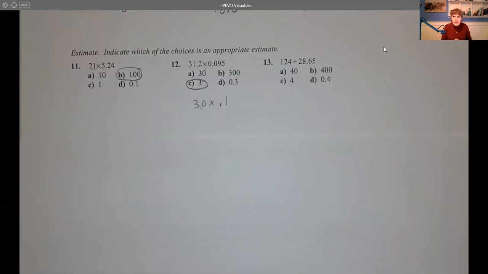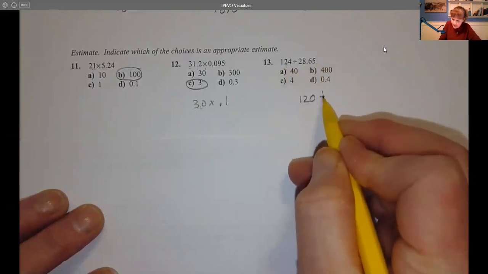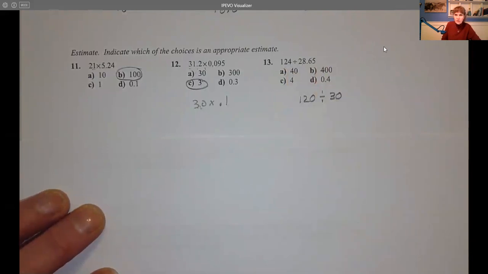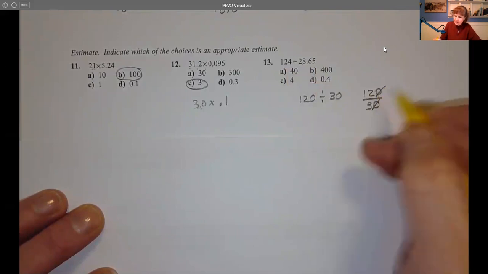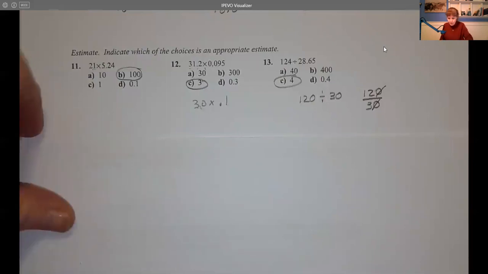Okay. This one is a division. I would probably go 120 divided by 30. 28 is close to 30. I like that because I can cancel those guys. 12 divided by 3 is 4. Okay, so estimating means round and make it easy, and then do the operation they want you to.